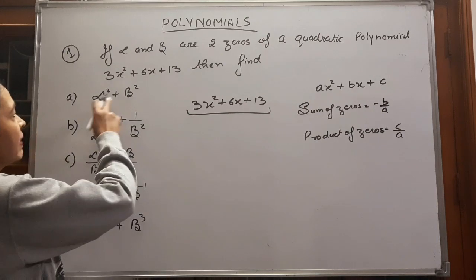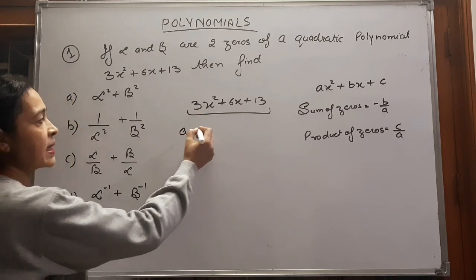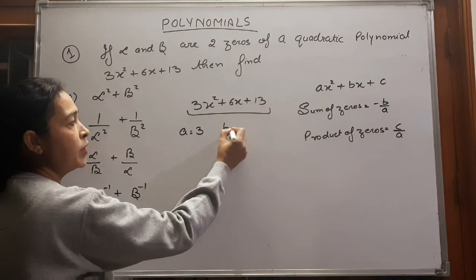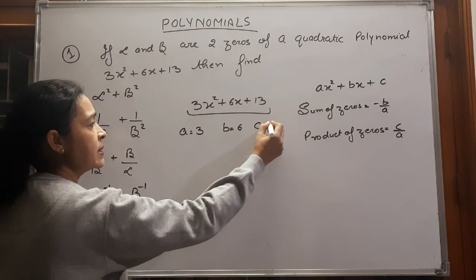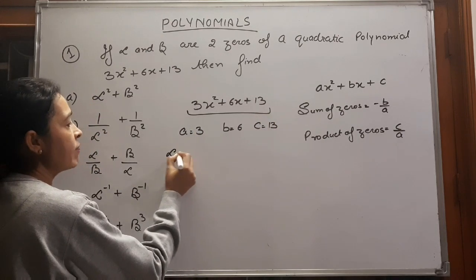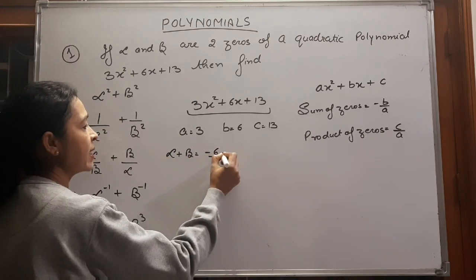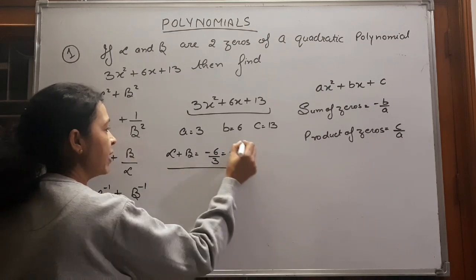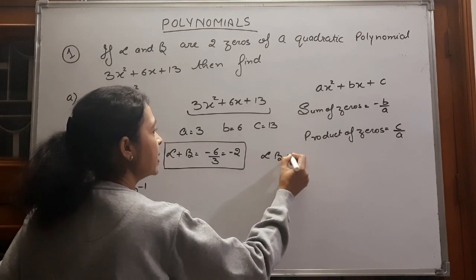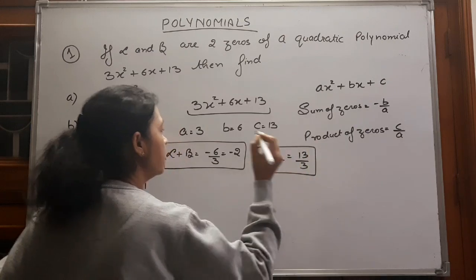Now, the first thing we have to find out is the value of alpha square plus beta square. First, find out a. What is a in this case? Coefficient of x square, that is 3. b is the coefficient of x, 6, and c is 13. Now, what is the sum of zeros? Alpha plus beta equals minus b upon a, minus 6 by 3, that is minus 2. We have alpha plus beta as minus 2, and alpha into beta is c upon a, 13 by 3.